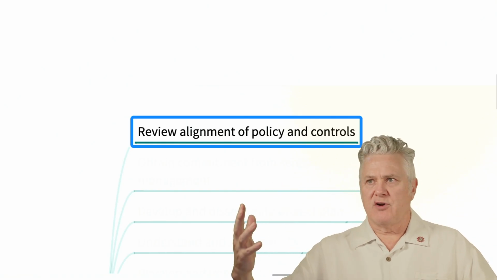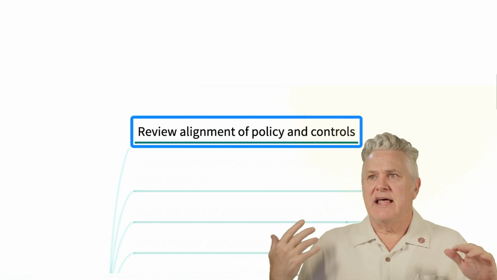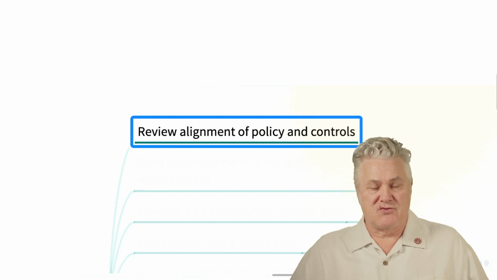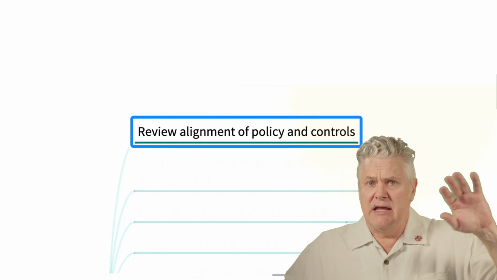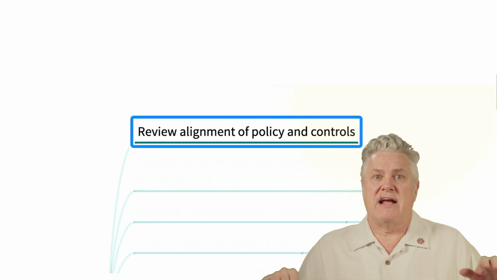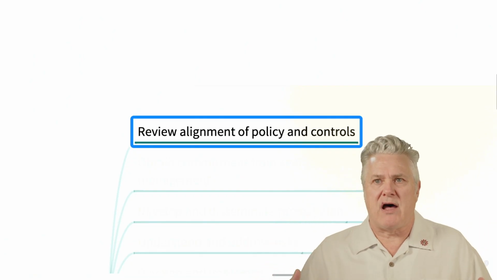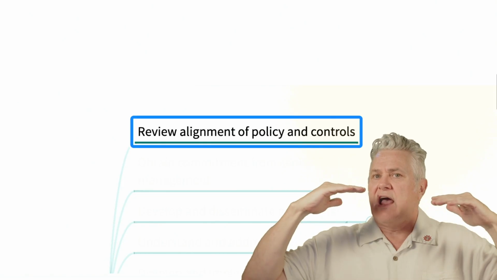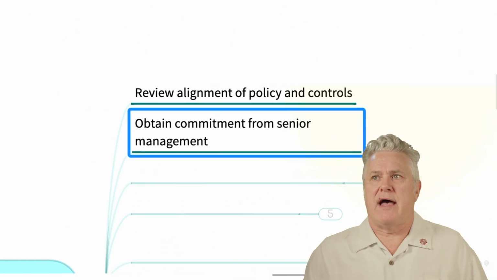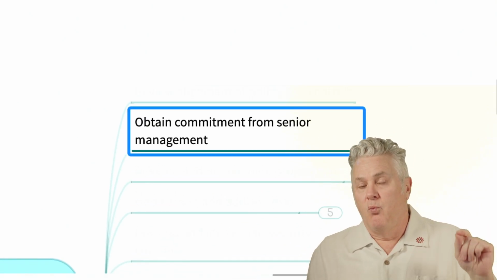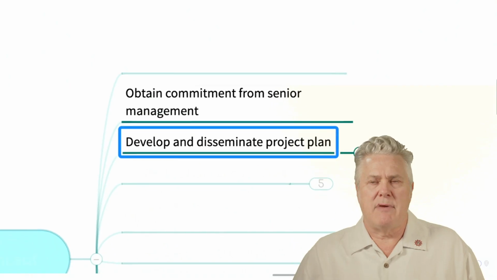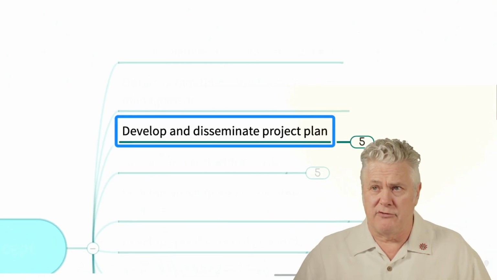Now, what are the components of policy and program management? We start off with the organization and look at the alignment of the policies and the controls. That's really what we want to look at. You can look in my other videos where I talk about the very detailed process of getting the policies and controls together, so we're going to assume that you already know that. When we start off with programs and policy management, we obtain commitment from senior management. If we don't have that, we don't go any further.